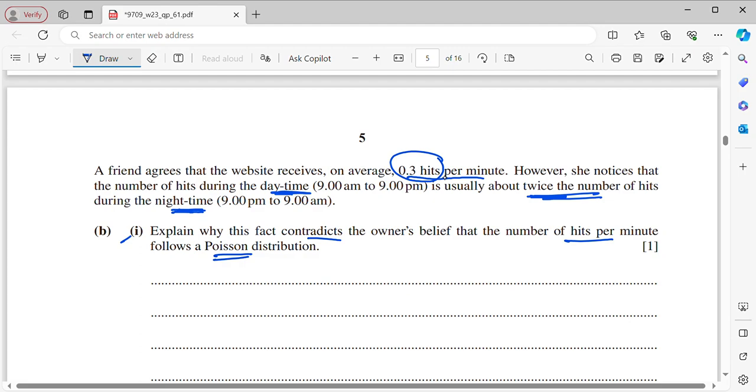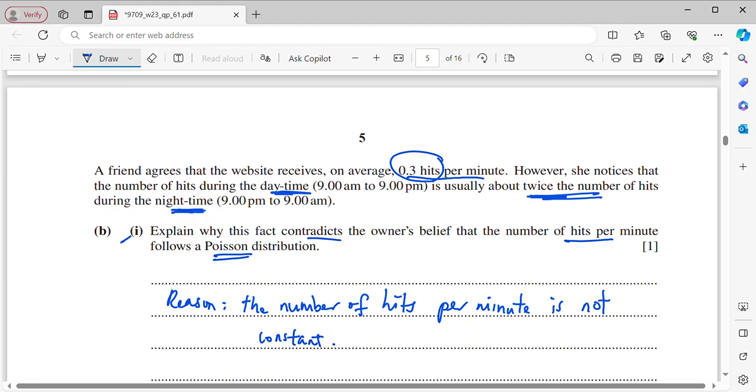So the reason is the number of hits per minute is not constant. Alright, so that's the reason for this question.